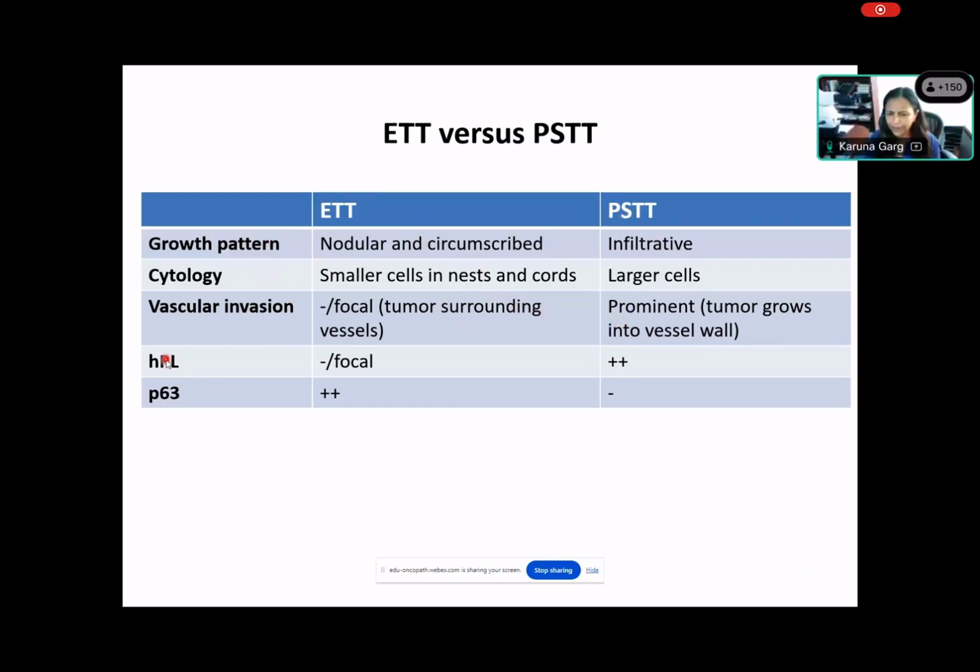You can do immunohistochemistry. HPL will be diffusely positive in PSTT. We don't have HPL either, so we just do a P63. If it's diffusely positive, that would favor an epithelioid trophoblastic tumor. Is there a clinical implication to distinguishing between them? I don't think there is. So I don't think it matters if you call an ETT a PSTT or vice versa. But these are the things you can use to distinguish between these entities.